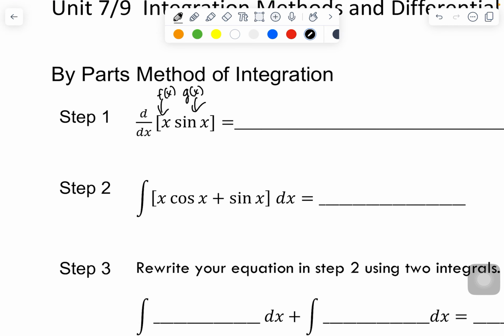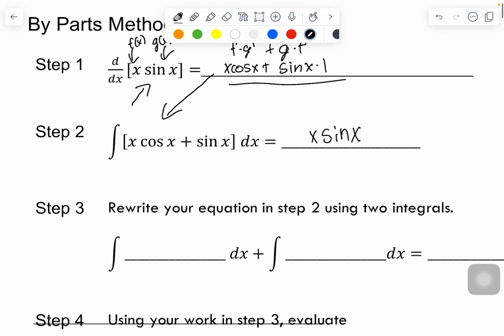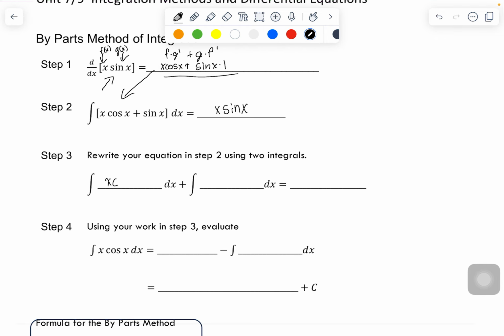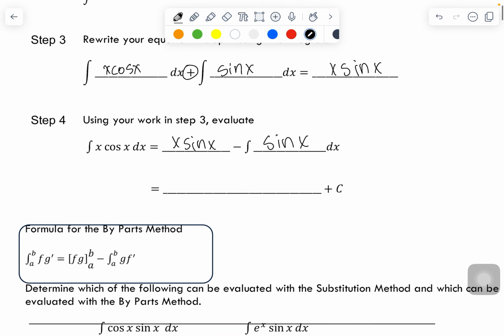So first we're going to take the derivative of this, which we can just do using the product rule. So f times g prime plus g times f prime, or x cosine x plus sine x times 1. So the integral of this should be equal to this, or x sine x. And we can write this as two different integrals. The integral of x cosine x plus the integral of sine x is equal to x sine x. Subtracting this over to the other side, we get x sine x minus the integral of sine x, which gives us x sine x plus cosine x.